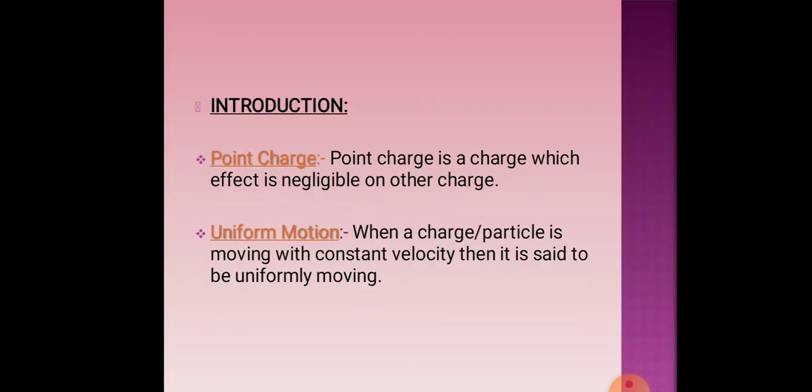In the introduction, first I would like to describe what a point charge is. A point charge is a charge whose effect is negligible on other charges. Uniform motion: when a charge or particle is moving with constant velocity, then it is said to be uniformly moving.